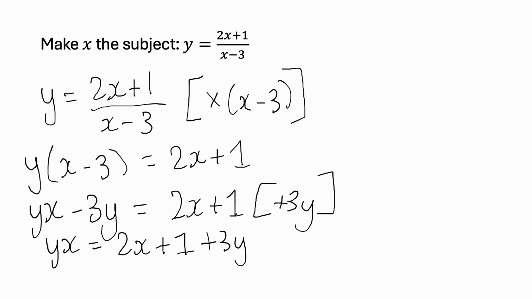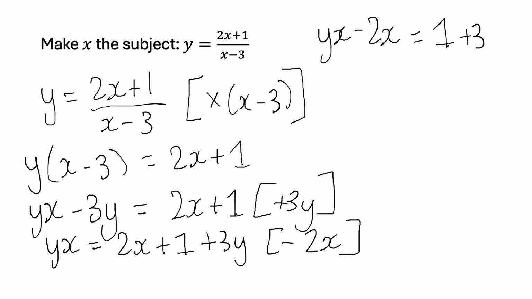And to eliminate that 2x from the right hand side, because we want anything that contains an x in it to be on one side, we're going to subtract 2x from both sides. So we get yx minus 2x is equal to 1 plus 3y.